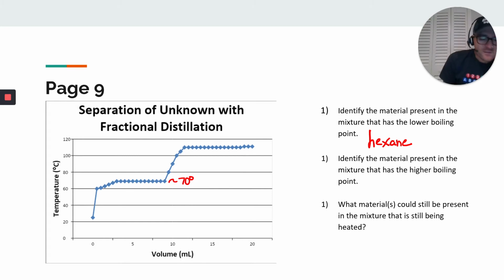Okay, so let's go to our next flat region. Identify the material present in the mixture that has the higher boiling point. Again, the flat part of our curve represents a substance boiling. So that temperature, maybe about 110 degrees roughly. So let's look at our chart. And taking a look at our chart on page 9.